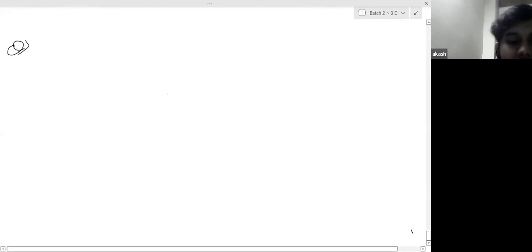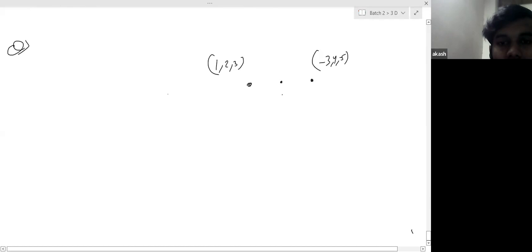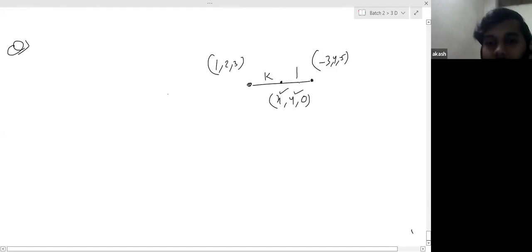Let's solve this question again. Try to solve this question again. You guys solve it. Now that you know the method, this point was 1, 2, 3. This was minus 3, 4, minus 5. All right. There is a point in the xy plane. This is x, y, 0. Assume the ratio to be k is to 1. All right. I need the values of x coordinate and y coordinate. Try to solve. I'll give you 5 minutes. All right. Solve for z coordinate.